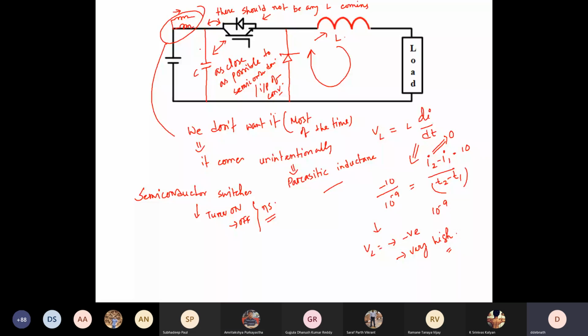Our main problem was that if I don't put this capacitor, the circuit was something like this. I have a switch like that, and then some other circuit. Are you seeing this circuit diagram? Yes, sir. So I turn on the switch, there will be some current in the circuit, right? But as soon as I turn off the switch, this inductor current doesn't have any path to flow. You agree?